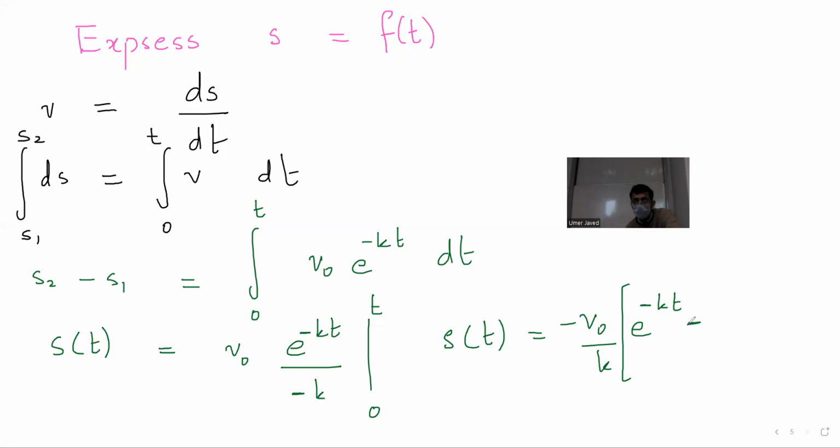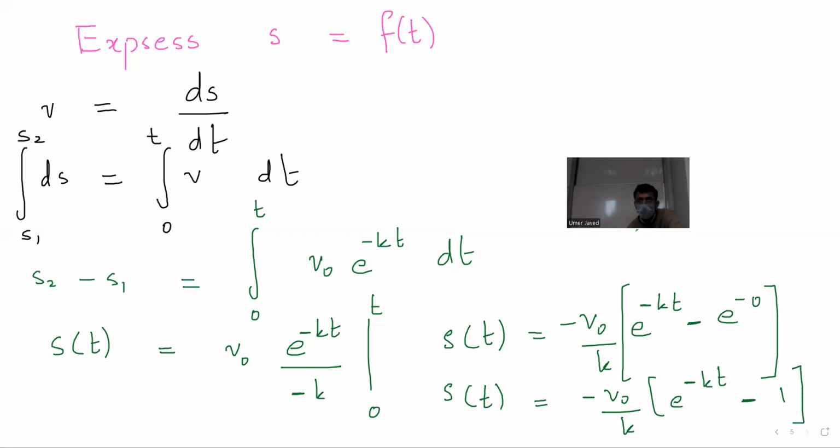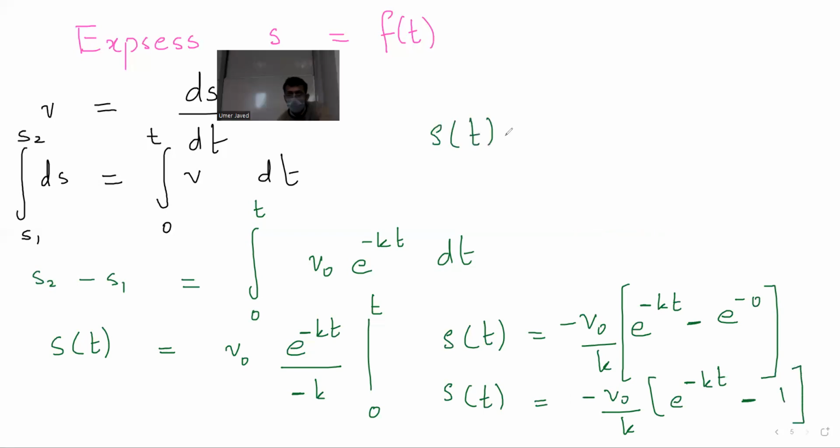Minus e power minus K multiplied by 0, right? So why am I even doing it? Let's do like a 0 or minus 0. Minus 0 looks funny, but anyways, S bracket T equal to minus V naught over K, then there is e power minus KT minus 1. Oh, come on, it's not even ending. S bracket T equal to V naught over K times 1 minus e power minus KT. Nice and beautiful answer.